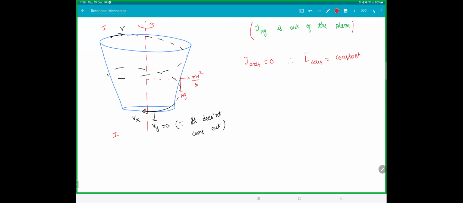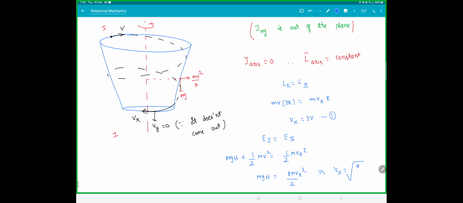State 1, state 2. Conservation of angular momentum. L1 is equal to L2. Initial angular momentum mv3r. Final angular momentum mvxr. Vx is equal to 3v. Conservation of energy. Energy in state 1 is equal to energy in state 2. Initially, it is half mv square, half mvx square. There's also potential energy initially, mgh. So shifted that side, vx is 3v, so that would be 9, so 8 mv square by 2. There, so v is equal to root gh by 4.